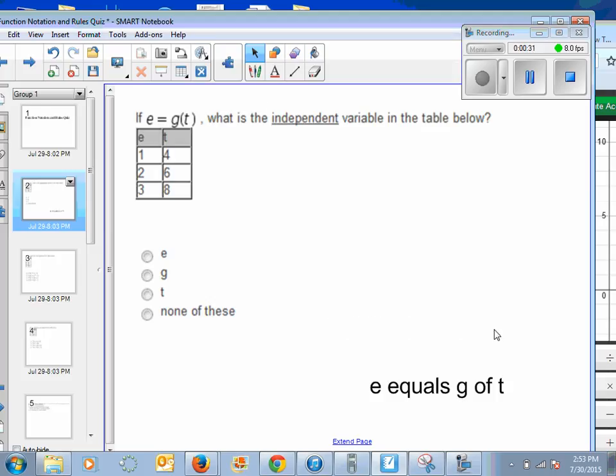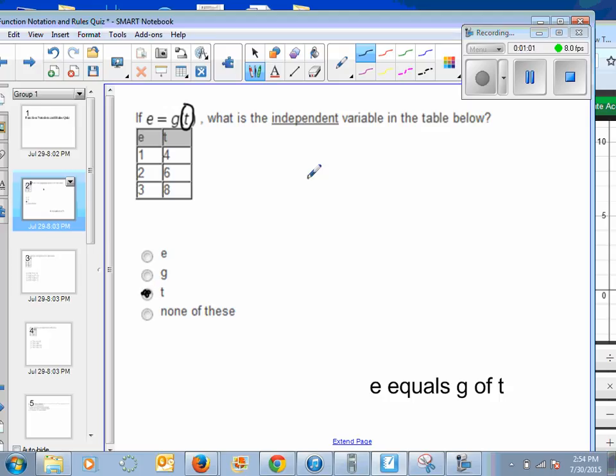What is the independent variable in the table below? We have two kinds of variables: dependent variables and independent variables. There's a few ways to think about the independent variable. When you have function notation, your independent variable is whatever happens to be there. So in this case, you've got a T.